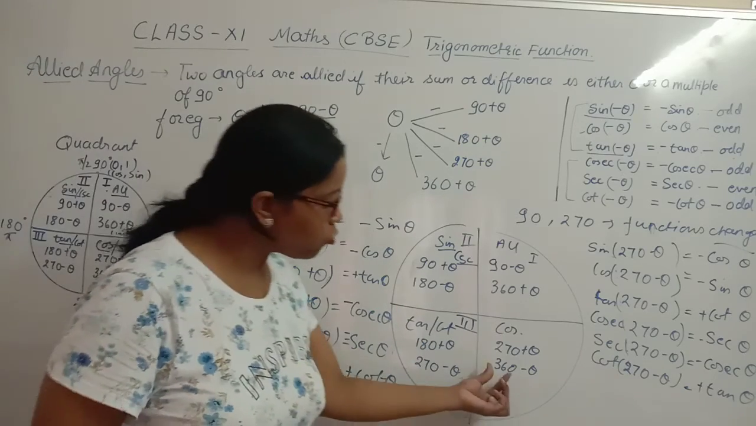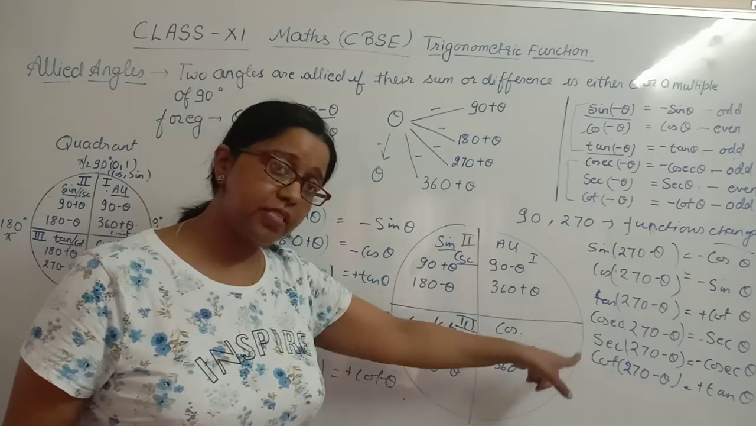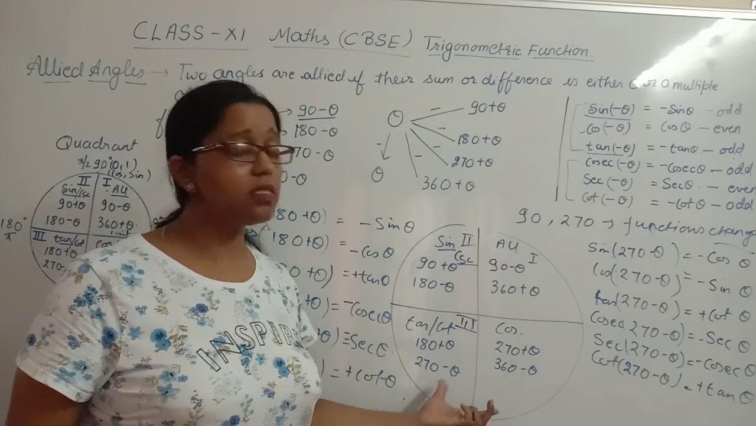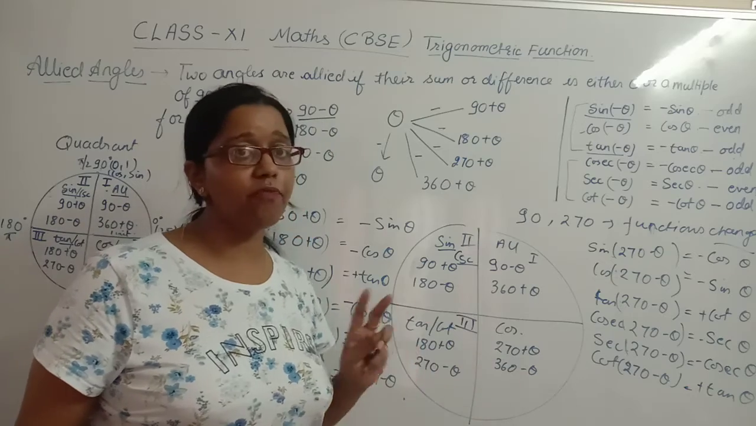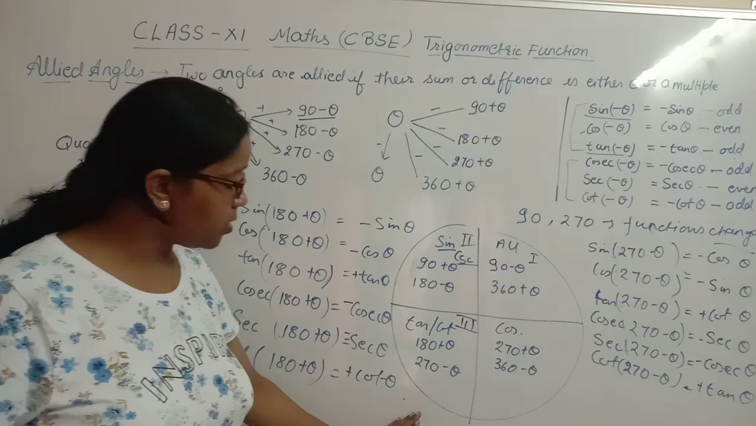Similarly, you can go for the other quadrants. But for 90 and 270 the function gets changed. For the other allied values, the function will not change. So this is how we will go for each quadrant.